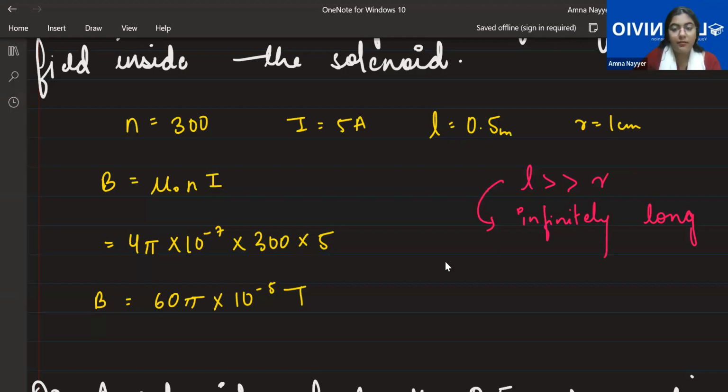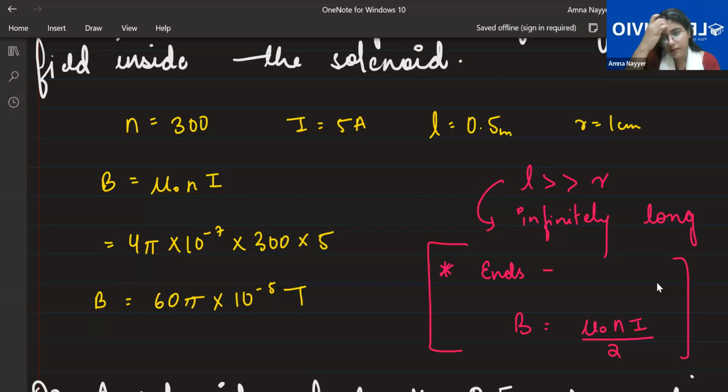If the question says, especially for your NEET part, I'll give it in the assignment also, what if the magnetic field at the ends of the solenoid is asked, then do nothing. Same thing, B is equal to mu naught n i, just divide it by 2. Outside you know it is 0. For ends, just divide it by 2. Ma'am, why is 2 required? That's an entire derivation, you can leave it. Actually, angles are taken, then pi by 2 is taken. Okay, write this question, Rani, then we'll discuss.